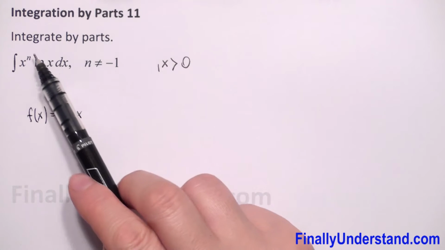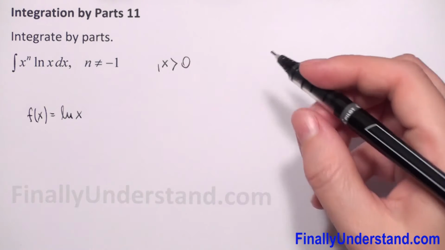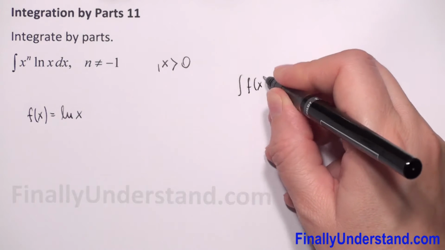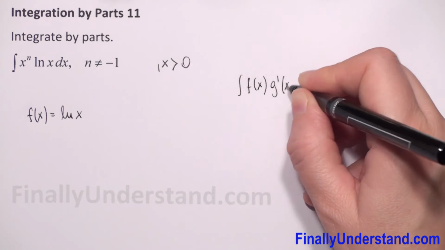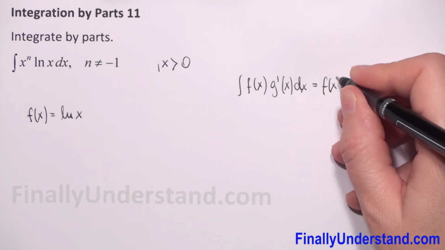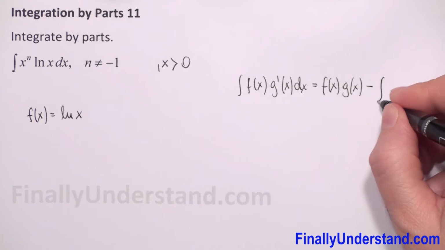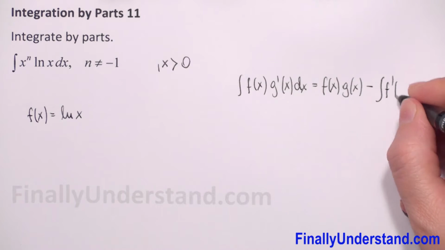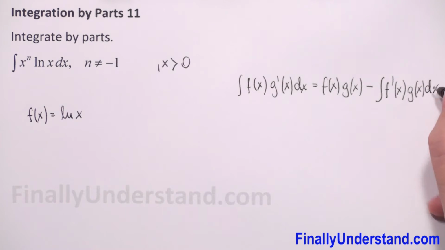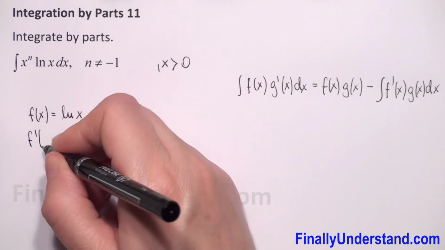Why did I do this? Because we need to use the integration by parts formula here. Let me remind you of this formula. When we have the integral of f of x times g prime of x with respect to x, this is equal to f of x times g of x minus the integral of f prime of x times g of x with respect to x. So now that we have f, we have to find f prime of x.